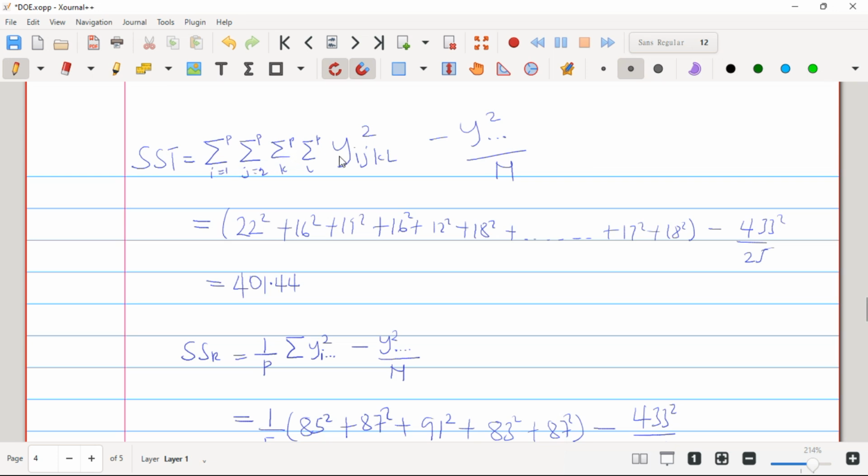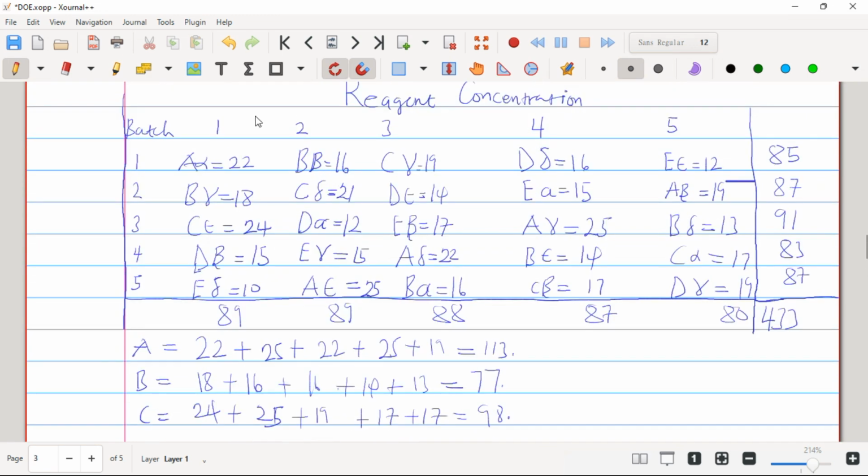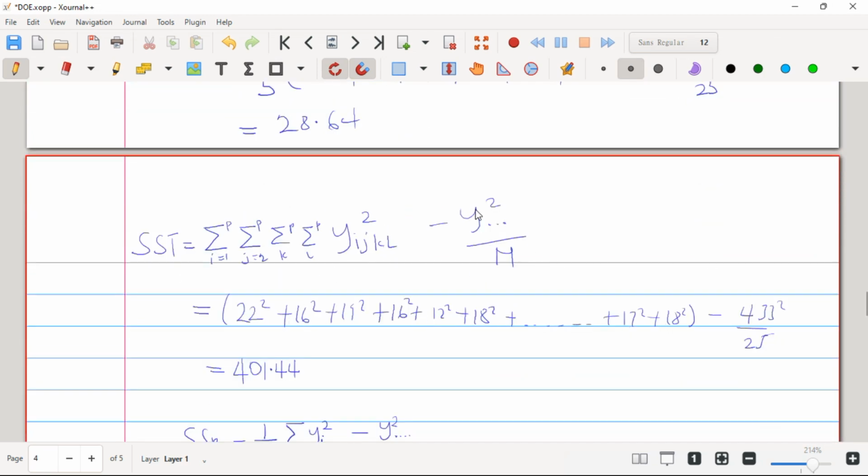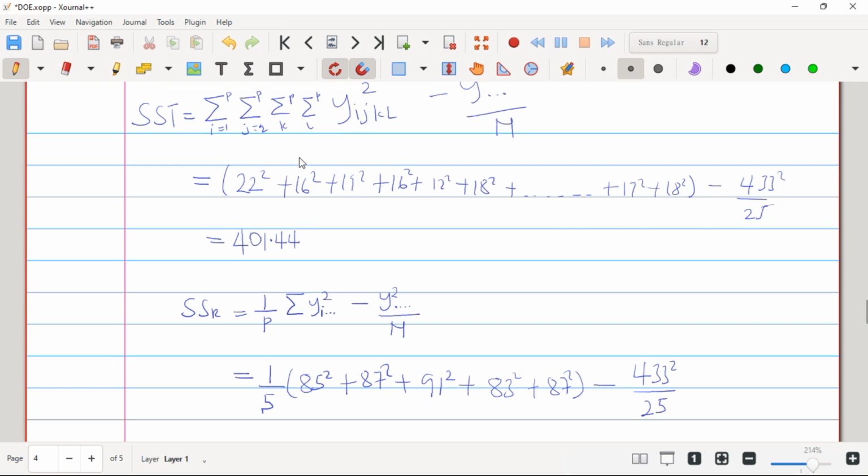At the end of the day, we have this one here. Once you have the summation, then y subscript ijkl, all squared, means we take the individual observations here. You pick 22 and square, 16 and square, 19 and square, 16 and square, 12 and square. Then we add 18 squared, 21 squared, 14 squared, 15 squared, 19 squared. We take all the observations here, square them, and add. That is what we did here, and then we subtract 433 all squared divided by our 25. When you punch everything on the calculator, you are going to get 401.44. That is how we get our sum of squares total. So take your time and use your calculator to punch it, and you should get whatever I am getting here as my answer.